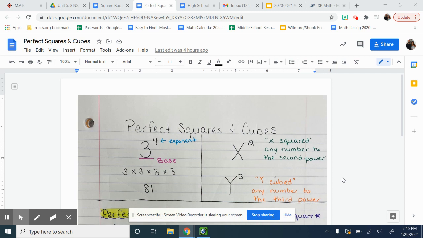Kiddos, today we're going to look at perfect squares and perfect cubes. So we're starting in on all of our exponents and our roots this week. So for example, this first one, 3 to the 4th power.